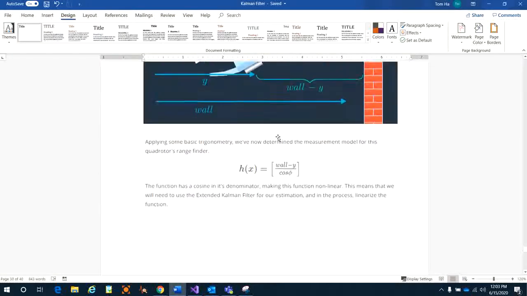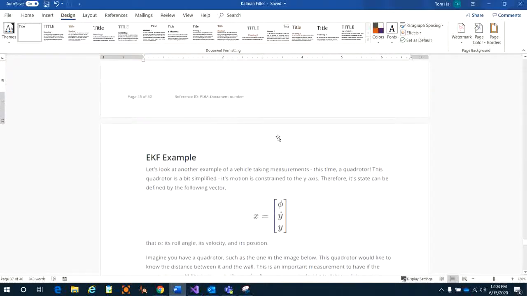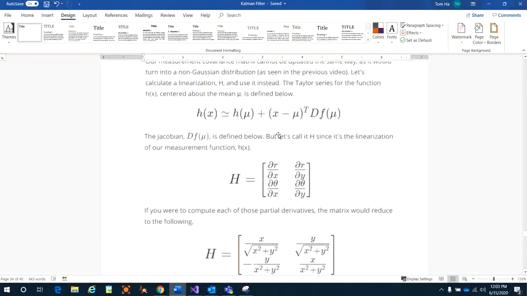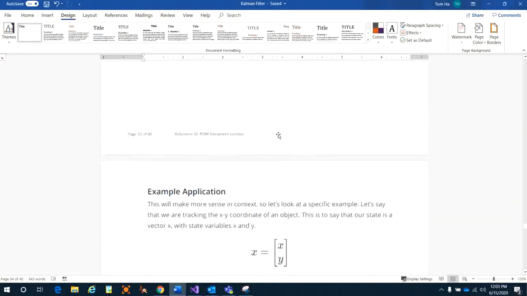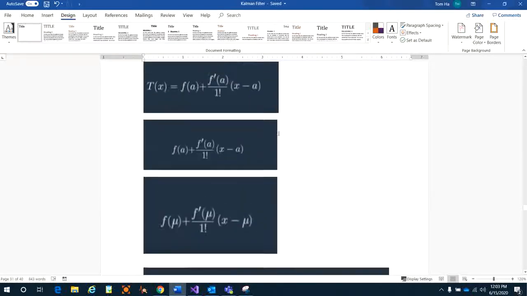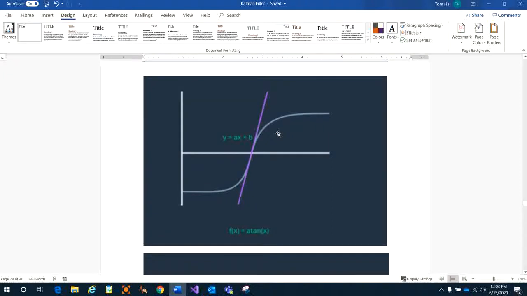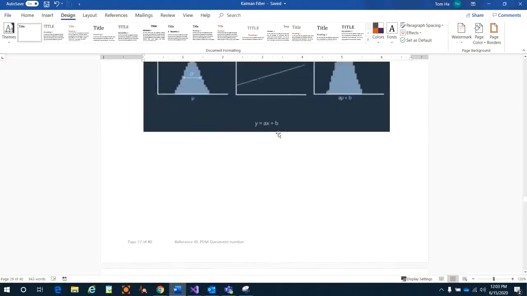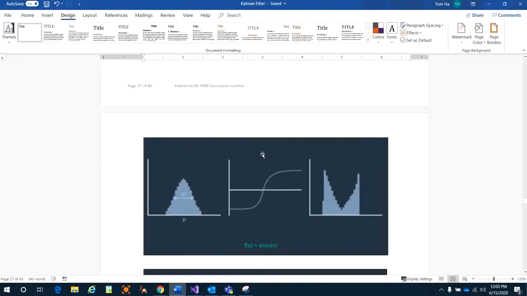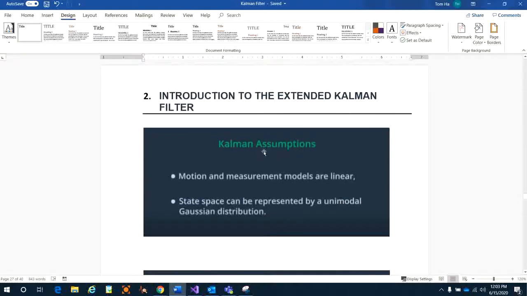The difference is that the extended Kalman filter is applied to nonlinear functions, nonlinear motion, and we use the Jacobian to calculate the measurement matrix for the covariance update, right? That's the difference between the extended Kalman filter and the standard Kalman filter right here. I hope you have a basic understanding of the extended Kalman filter.